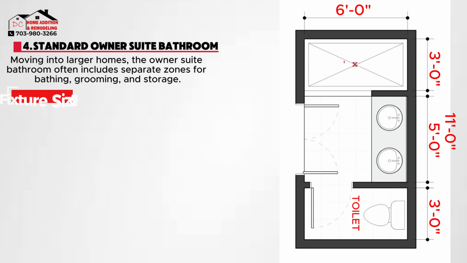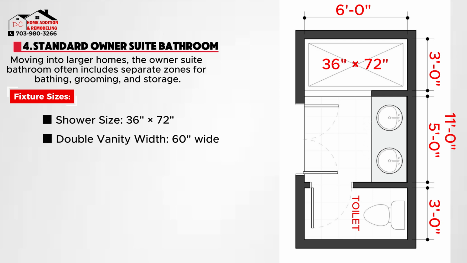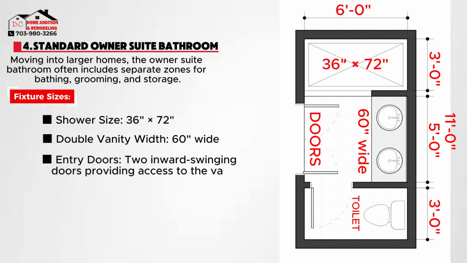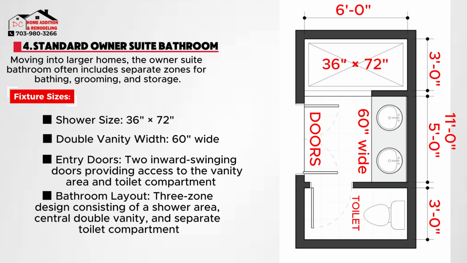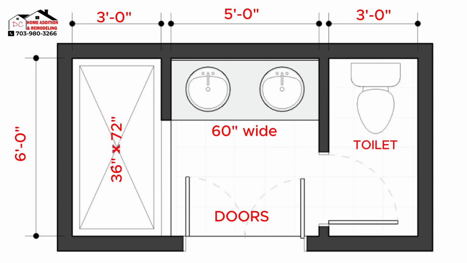Fixture sizes: shower size 36 inches by 72 inches. Double vanity width 60 inches wide. Entry doors: 2 inward swinging doors providing access to the vanity area and toilet compartment. Bathroom layout: 3-zone design consisting of a shower area, central double vanity, and separate toilet compartment. A dividing wall between the shower and vanity can provide privacy while also creating convenient locations for switches and outlets.